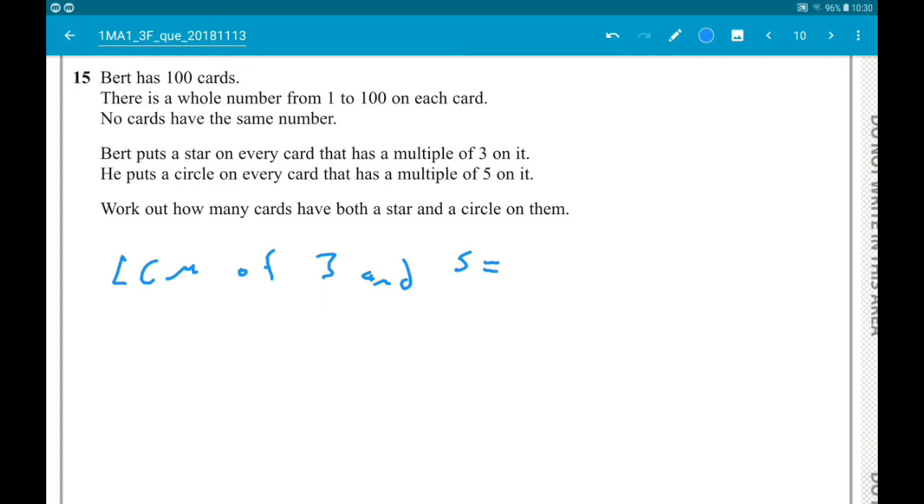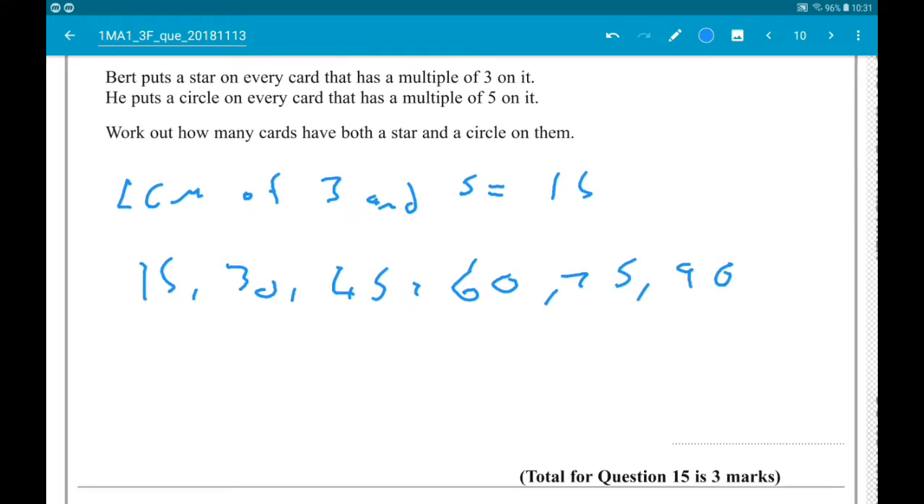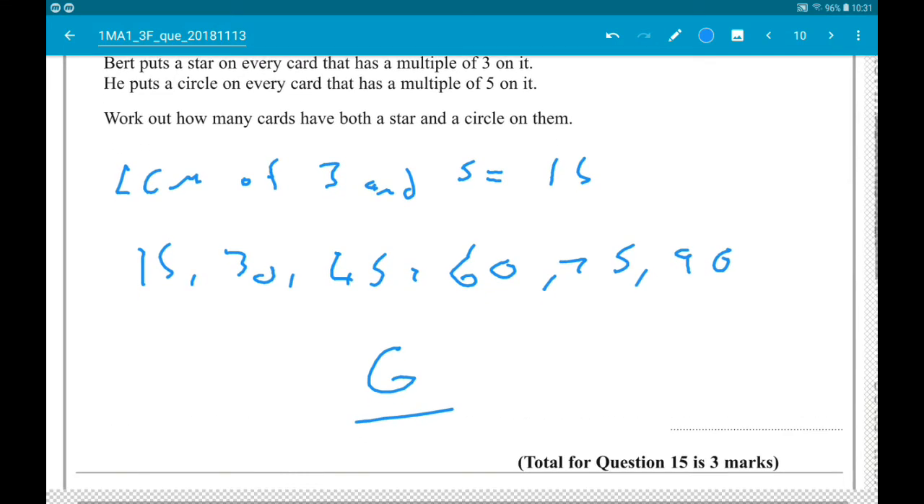Which is 15. So, there is going to be a star and a circle on every multiple of 15. So, we have 15, 30, 45, 60, 75, and 90. So, there are going to be 6 cards.